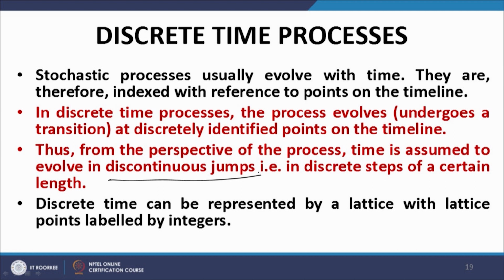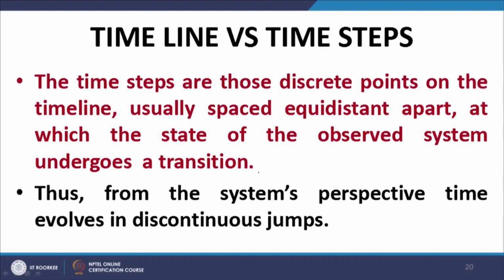Thus, from the perspective of the process, time is assumed to evolve in discontinuous jumps, that is, in discrete steps of a certain length. Discrete time can be represented by a lattice with lattice points labeled by integers. Now, timeline versus time steps, I have emphasized this point already. The timeline is the underlying continuous flow of time. However, on the timeline you can have discrete points at which the system undergoes a transition, and these are called time steps. This will be one time step, this will be two time steps, and so on. The time steps are those discrete points on the timeline, usually spaced equidistant apart, at which the state of the observed system undergoes a transition.